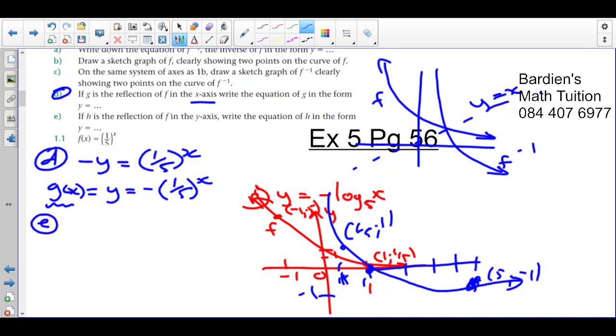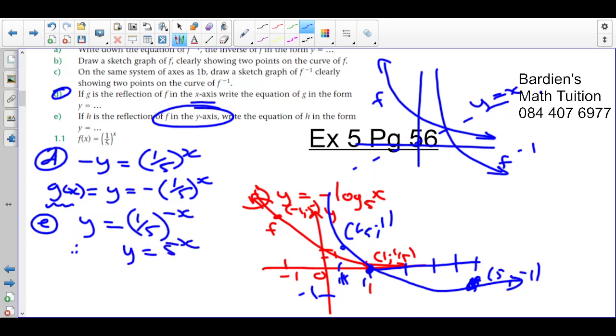E. If h of x is a reflection of f in the y-axis, what happens if something is reflected in the y-axis? x becomes negative. So then y is equal to 1 over 5 to the minus x. So therefore y is equal to 5 to the x. But it's with the equation of h of x. So h of x, y is equal to 5 to the x. Right, you guys understand?